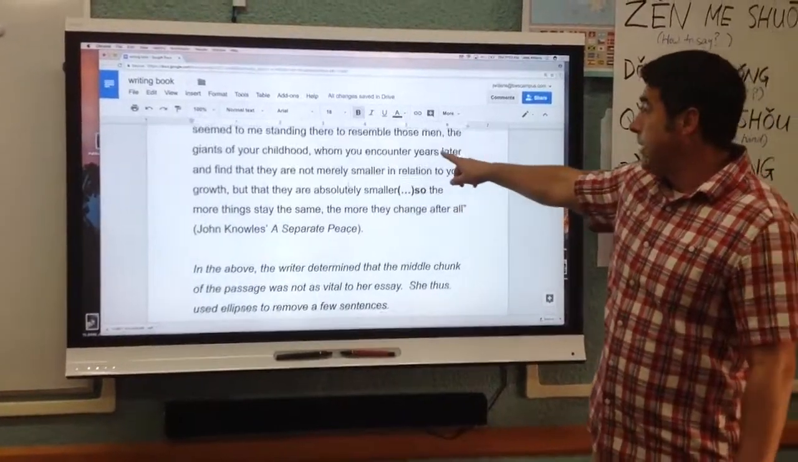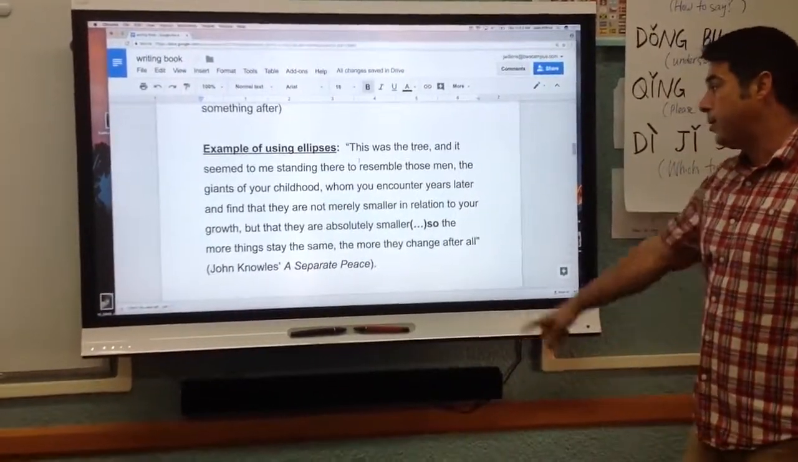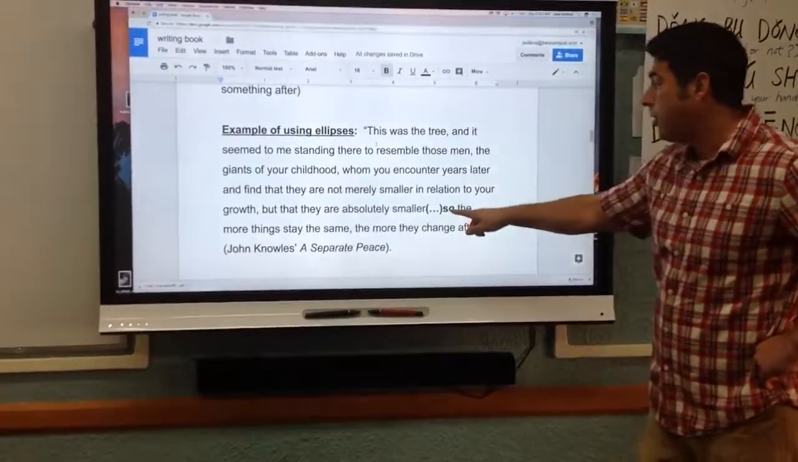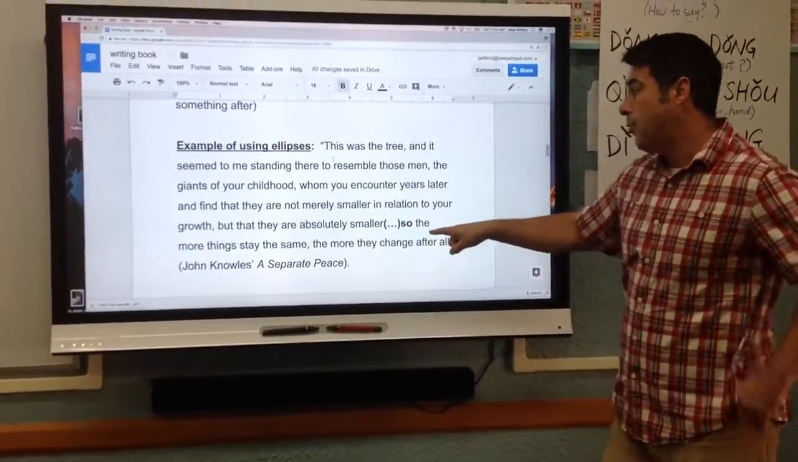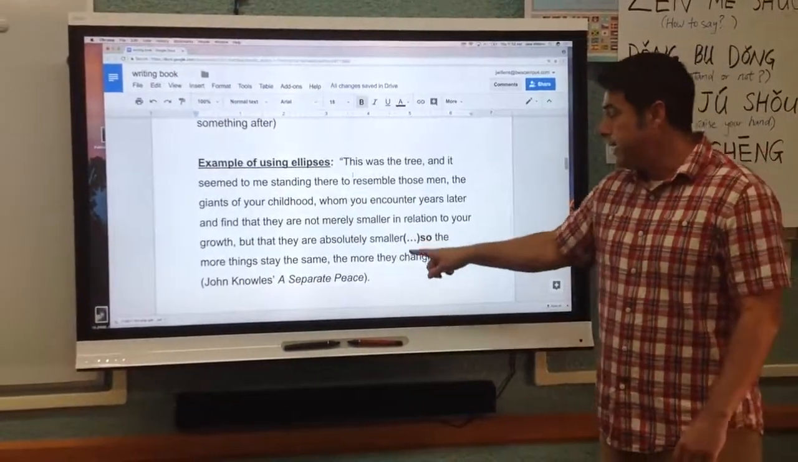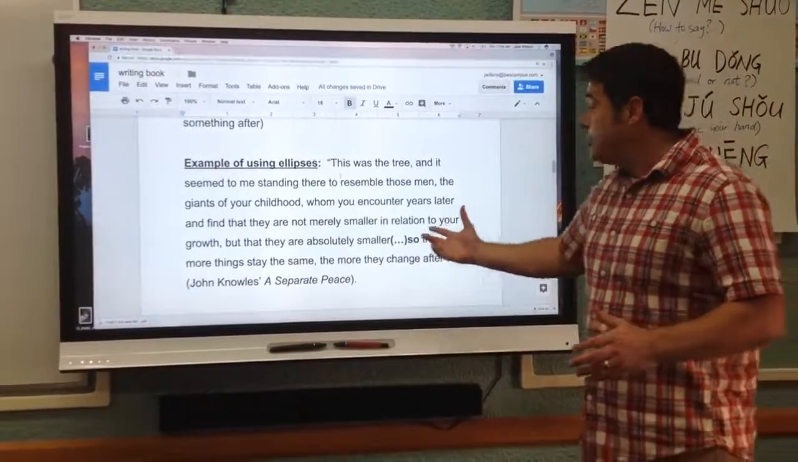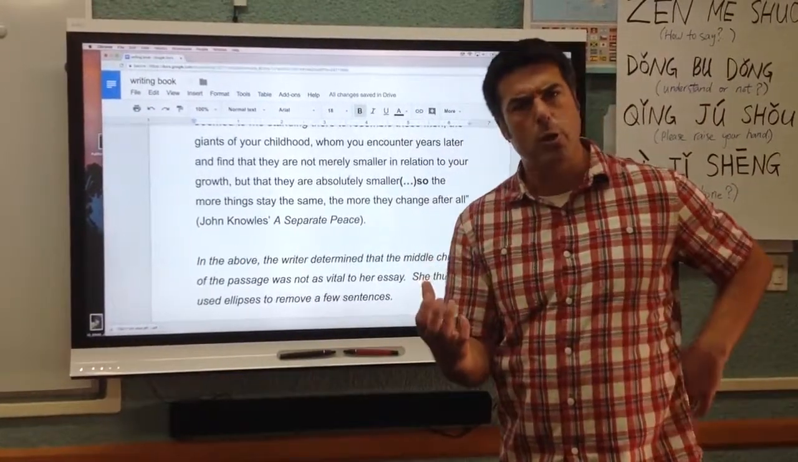Here is an example of ellipses. In a separate piece, when Gene is talking about the tree, he goes on to say, "They're not merely small in relation, but they are absolutely smaller." Here the writer took out a sentence or two. And then he said, "So the more things stay the same, the more they change." Here the middle part was omitted. Now, you don't just take out the middle part because you don't feel like typing it out. You take it out because it wasn't that important to the quote.